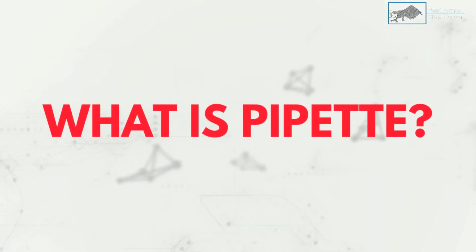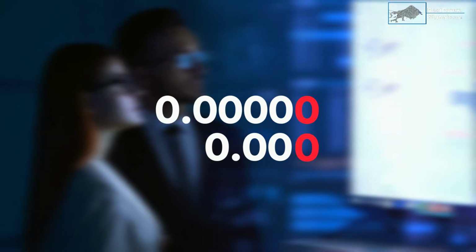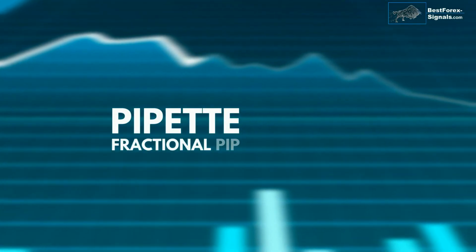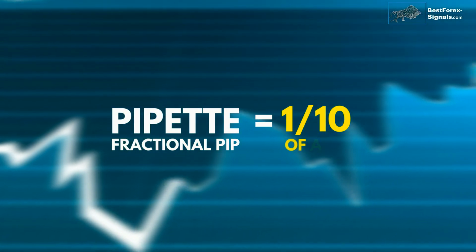Let's continue. Now, let's see what a pipette is. There are Forex brokers that quote currency pairs beyond the standard 4 and 2 decimal places, to 5 and 3 decimal places. A pipette, or fractional pip, is equal to a tenth, 1/10, of a pip.